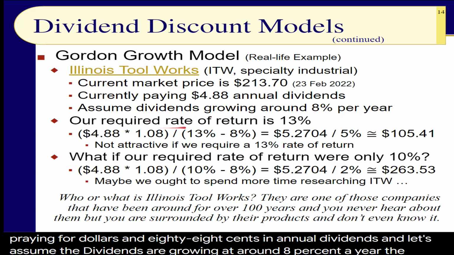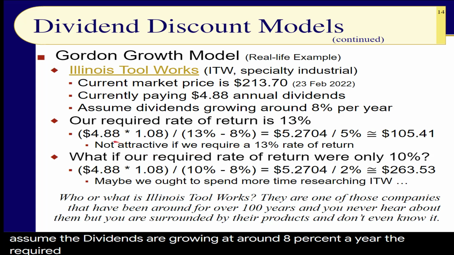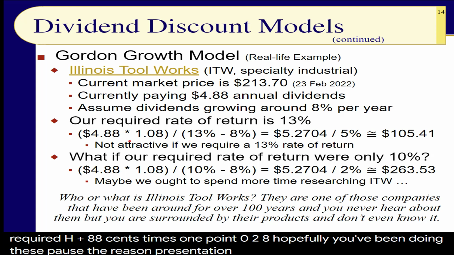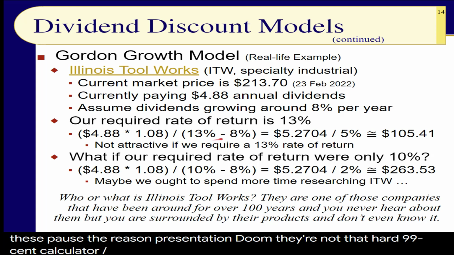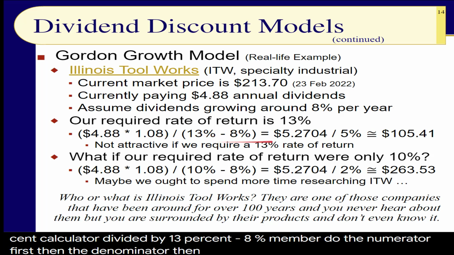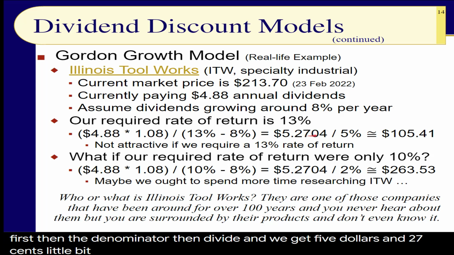The required rate of return is 13%. So $4.88 times 1.08. Hopefully you've been doing these. Pause the presentation. Do them. They're not that hard. 99-cent calculator. Divided by 13% minus 8%. Remember, do the numerator first, then the denominator, then divide. And we get $5.27, a little bit more, divided by 0.05, or $105.